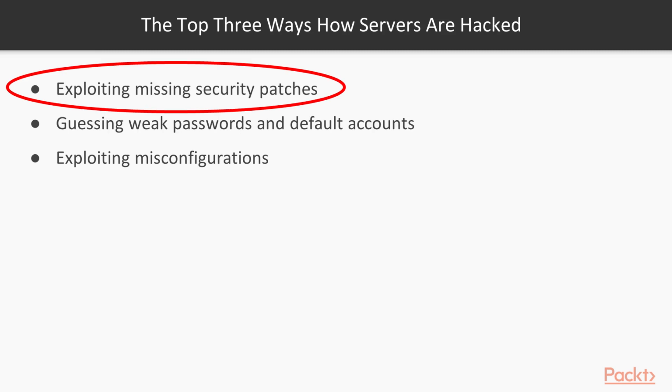I hope you remember the following slides from the previous section. The top 3 ways servers are hacked. Number 1, exploiting missing security patches. Number 2, guessing weak passwords and default accounts. And number 3, exploiting misconfigurations. In this video, we talk about security updates, and this concerns the first and most important item on how servers are hacked. If we always install security patches as they become available, we can mostly eliminate the highly critical risk to our servers.